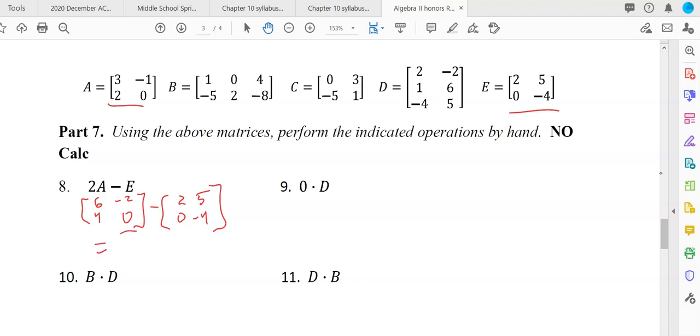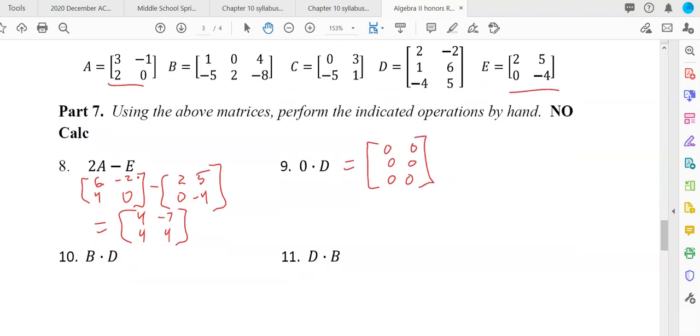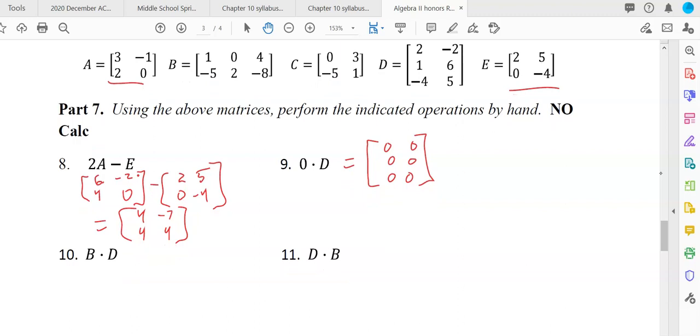So my answer will be top left 6 minus 2 is 4. Top right, negative 2 minus 5 is negative 7. 4 minus 0 is 4. 0 minus negative 4 is 4. 0 times D, 0 times anything is 0. When you're dealing with matrices, this will be scalar multiplication, so you get 0, 0, careful. If you square two numbers, you've got to multiply them out.